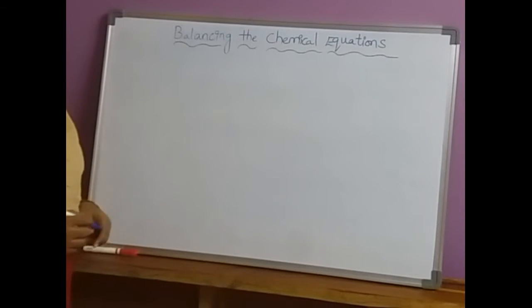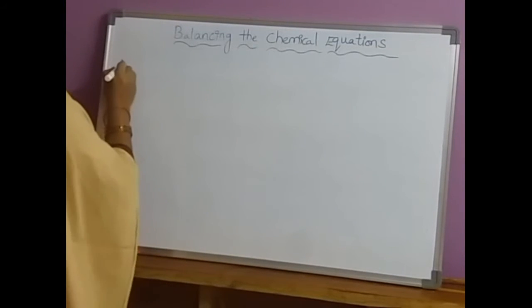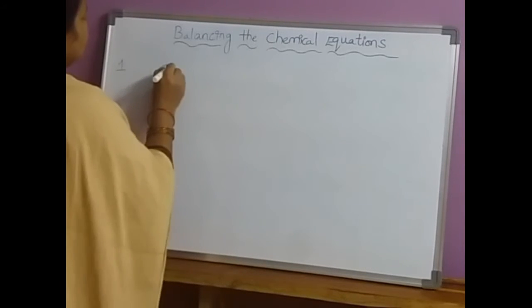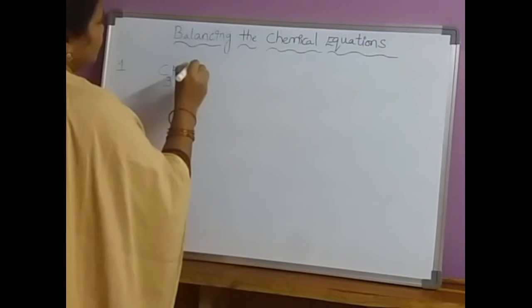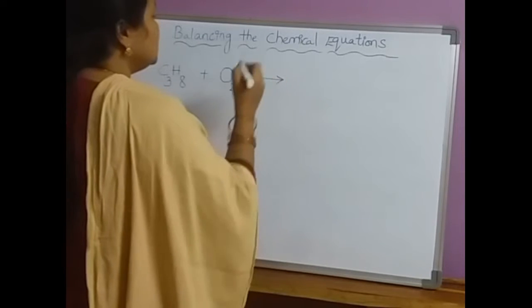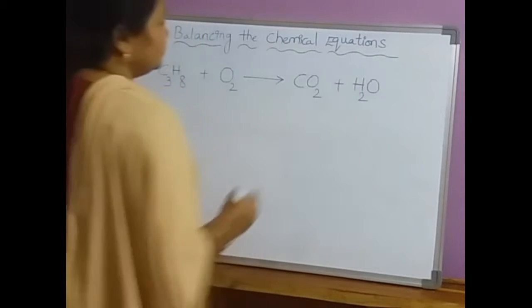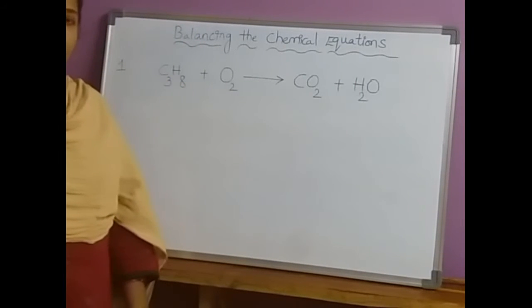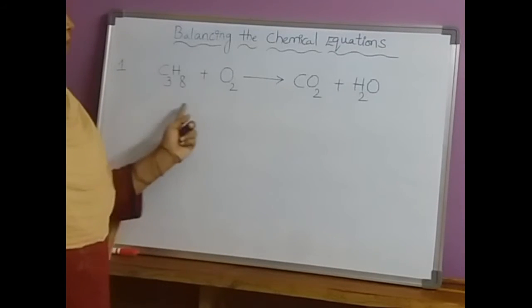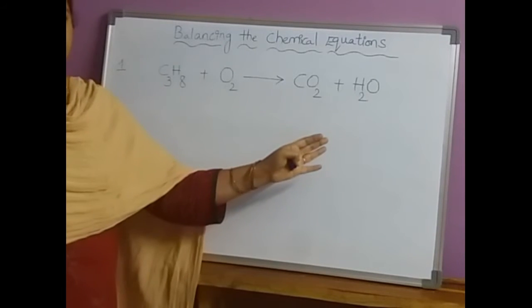We will take the first reaction as the combustion of propane. Equation number 1. Propane's molecular formula is C3H8. When it undergoes combustion, it reacts with oxygen present in the atmosphere and produces two products: carbon dioxide and water vapor. So, before balancing the chemical equation, in step 1, first of all we should write the unbalanced chemical equation, that means the skeleton equation, with the correct formulas of the reactants and products.